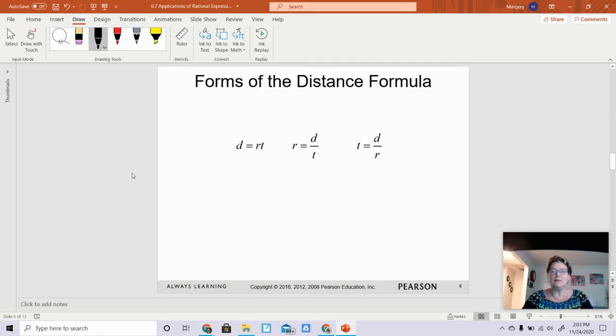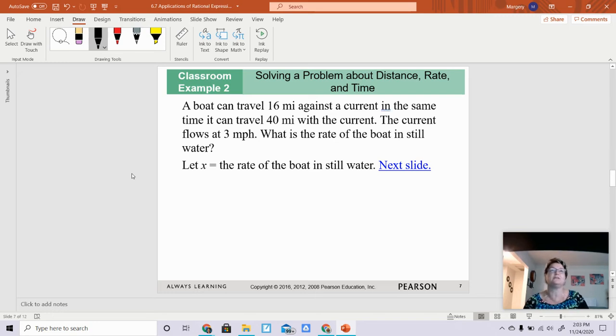The next problem is using the distance formula. D equals RT. Once again, you can rearrange that equation depending on what you're looking for. And here is my first problem. So my first problem, you could go ahead and draw a picture. It would make life a little bit easier.